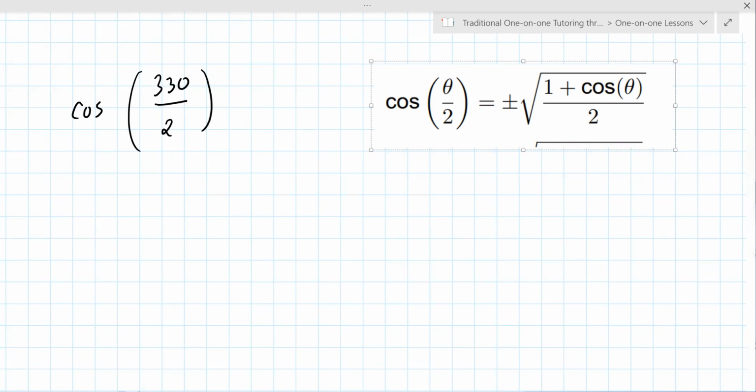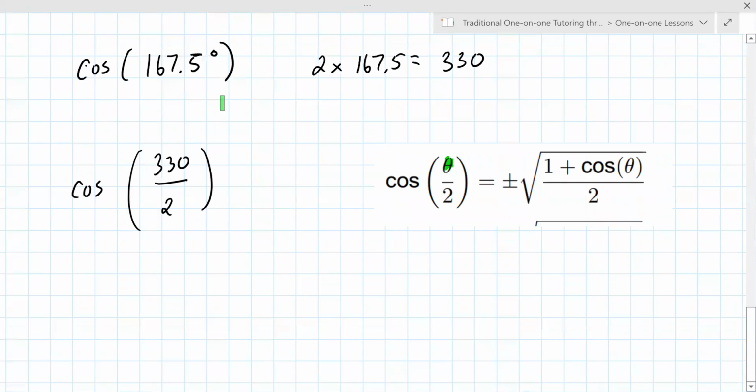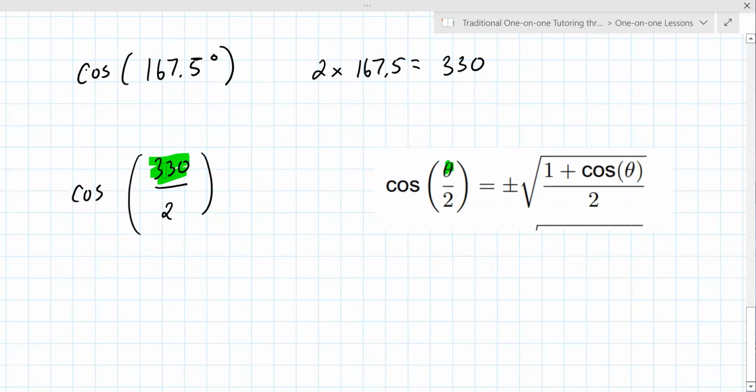All right. So the idea here is that the value of theta is not the original value. It's not the 167.5. It's actually the 330. That's key, because you're going to use it inside the square root here. You're going to have to find the cosine of whatever it is, so it's got to work out nicely.